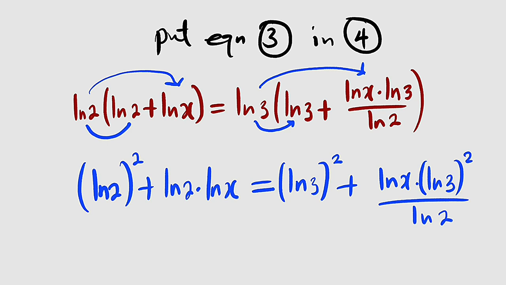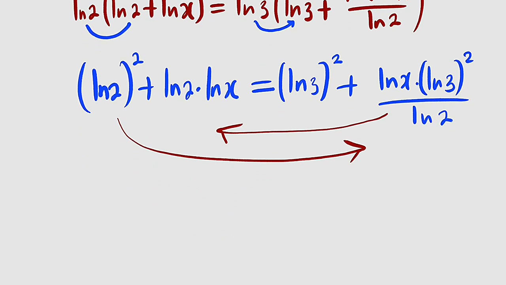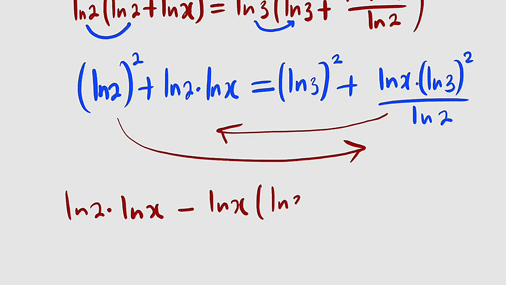So one thing I want us to do here is to take this term to the left hand side and take this one to the right hand side. Let's do that, thereby leaving ln 2 multiplied by ln x to the left. As the whole of this crosses over, it becomes negative ln x multiplied by ln 3 all squared divided by ln 2, right?